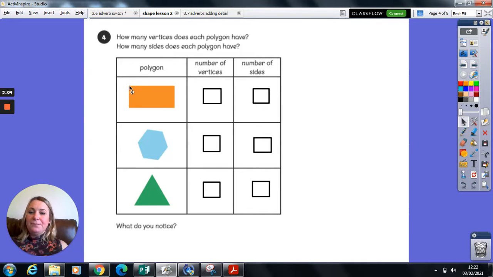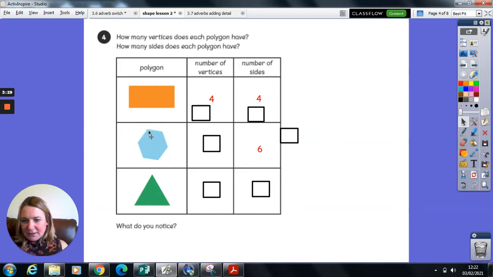So on the first polygon, which we know is actually named a rectangle, I can see 1, 2, 3, 4 vertices. And I can see, of course, and I know for a fact that a rectangle has 4 sides. This polygon has 6 sides. I'm going to count really carefully. 1, 2, 3, 4, 5, 6.